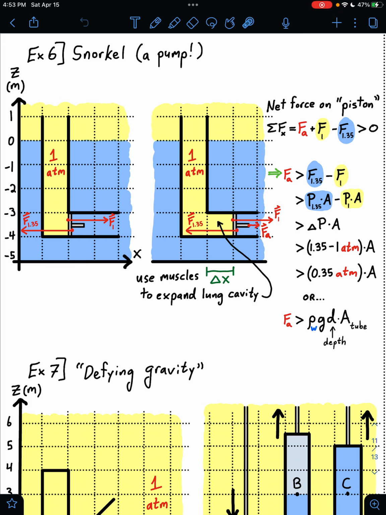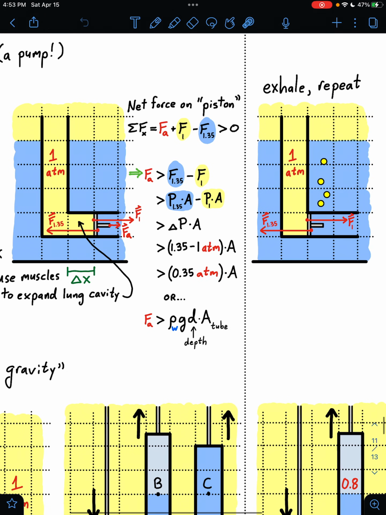Well, your chest can't expand forever, so at a certain point, you're going to have to expel that air from your lungs and breathe again. So as you breathe out, either forcing air back up through the tube or breathing out through your nose, here are some bubbles then coming back to the surface. Your chest collapses again and gets ready for a second breath, pushing back on the water, allowing the atmosphere to push air into that lung cavity.